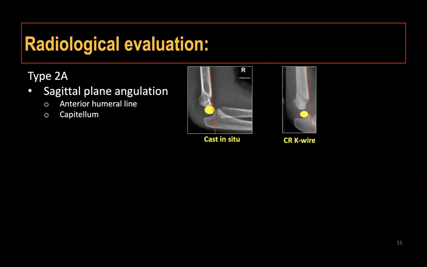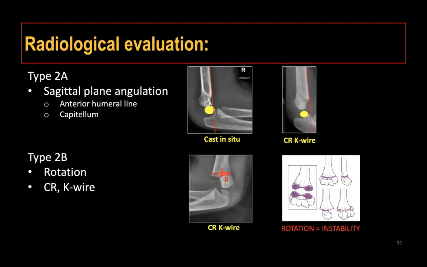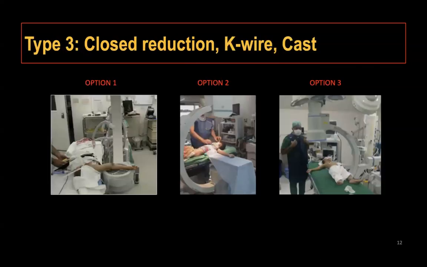However, if your anterior humeral line is passing anterior to the capitulum, that is, your angulation is more severe, then these fractures need a closed reduction and K-wire. Malrotation in a type 2 fracture, that is, type 2B fractures, can be identified by noting the differential width of the proximal and distal fracture fragments at the level of the fracture. And these fractures are typically unstable and therefore they must be treated by closed reduction and K-wire fixation.